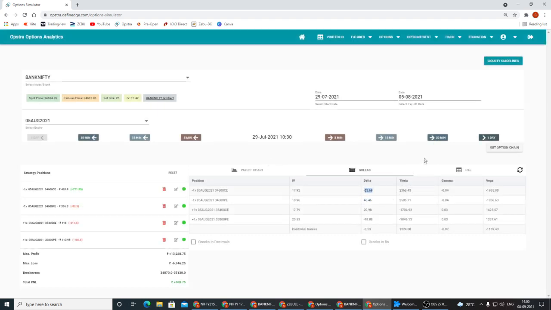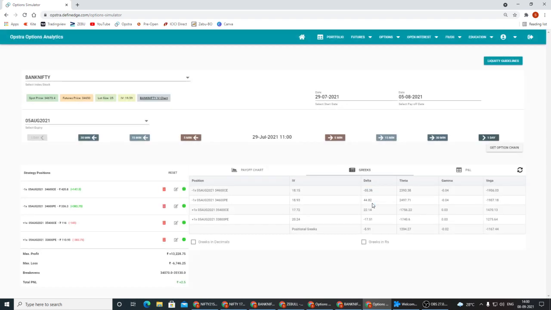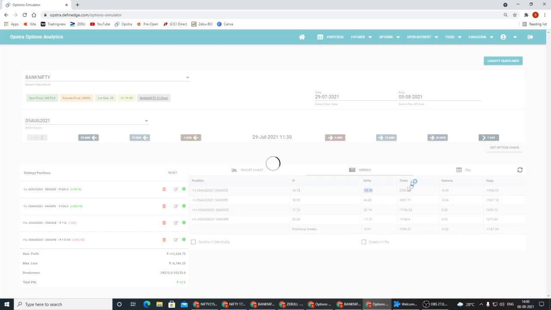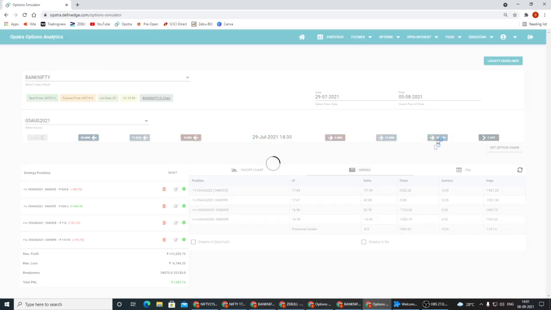Delta is managed. Another 30 minutes. Delta is fine. What is the Bank Nifty price? 34,673. Now we came to 2 o'clock. The Bank Nifty price is 34,700. We'll go a little further.